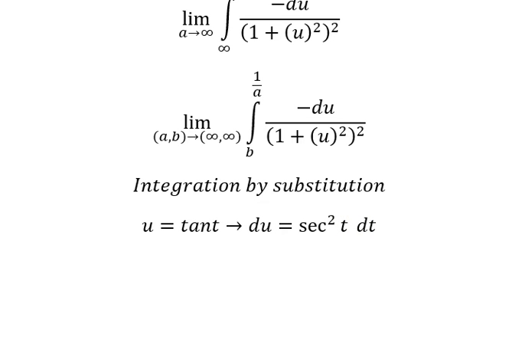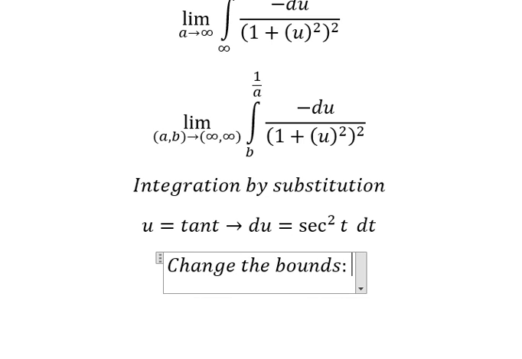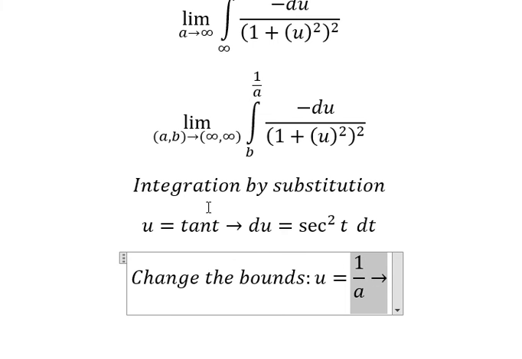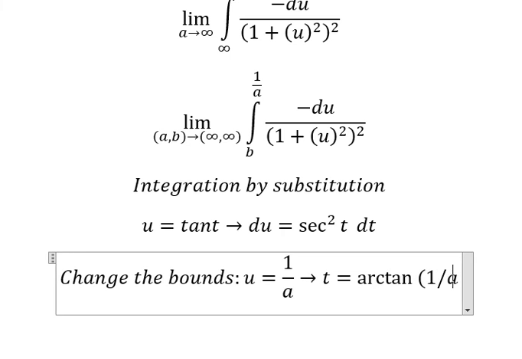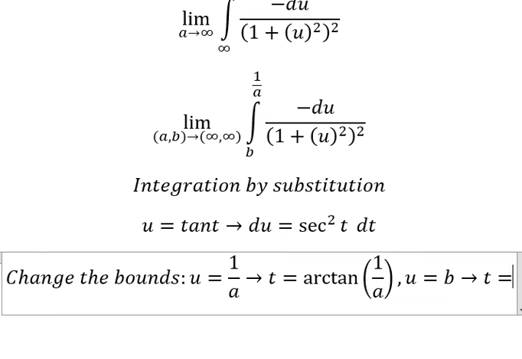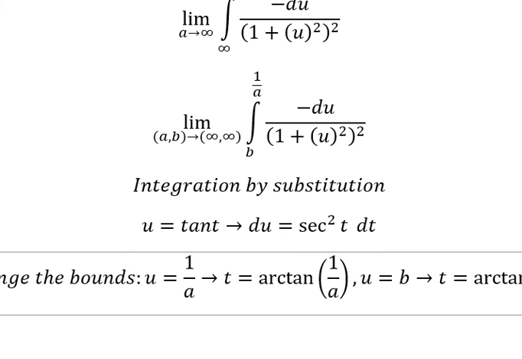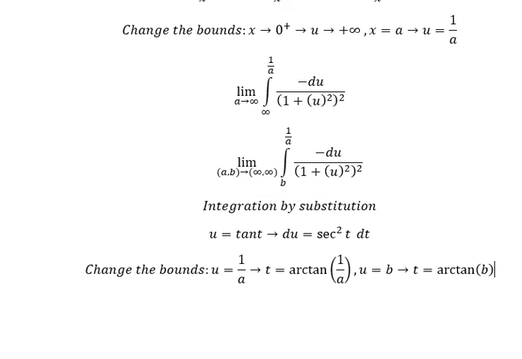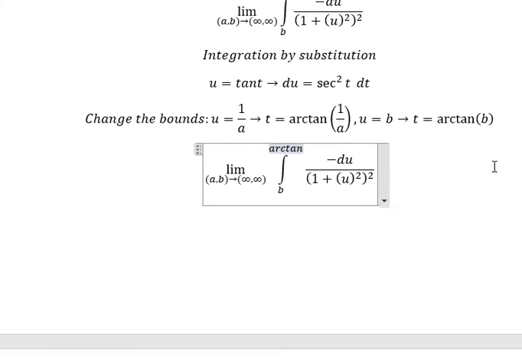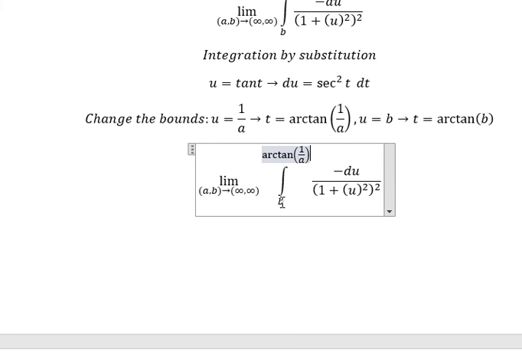Next, we need to change the bounds. So when u equals 1 over a, we put 1 over a in here, and we can find the value of t equals arctan of 1 over a. When u equals b, we have t equals arctan of b. So the bounds change to arctan of 1 over a and arctan of b.